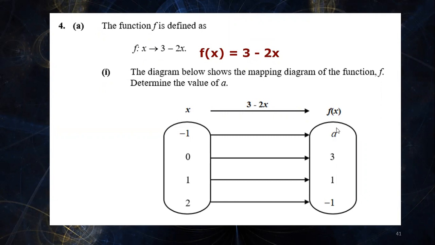A is in the codomain or the range. X, these numbers here, are definitely in the domain. So to get from 2 to -1, let's see a pattern and see if we can figure out what A will be. To get from 2 to -1, let's look at the first one. 3 minus 2 multiplied by 2 gives me -1. This 2 here is this 2, and it comes from this x.